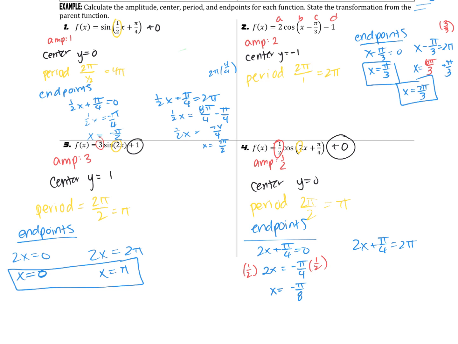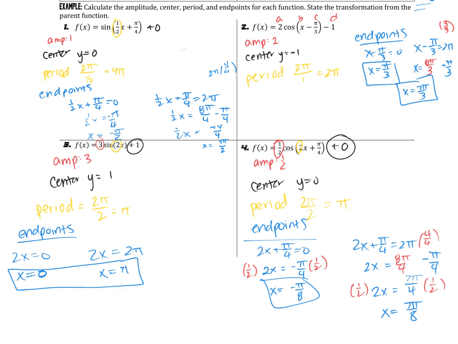For the second endpoint, I'm going to subtract pi over 4, which means I'm going to need some common denominator work. I'm going to multiply this by 4 over 4, so I get 8 pi over 4. So 2x is going to be 8 pi over 4 minus pi over 4 is 7 pi over 4. And then again, multiply both sides by 1/2 or divide both sides by 2. That's going to give me my second endpoint is 7 pi over 8.